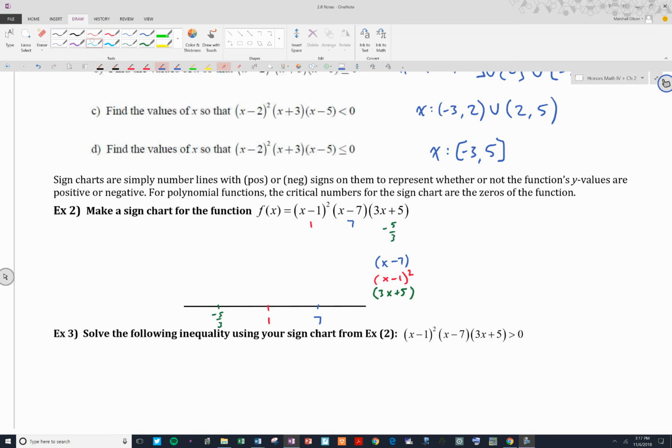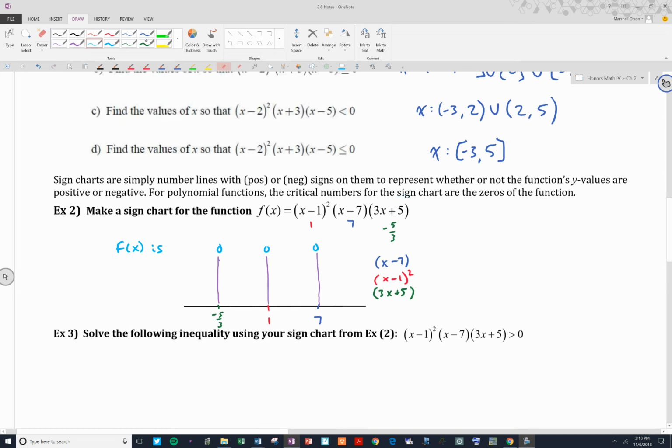Okay, and then what I do is I put a light line at each of those spots. I'm trying to break the graph into pieces at each of those zeros. At each of those values, the function becomes 0. So what I'm writing up above here is what f of x is at those different values. At negative 5/3, the function is 0. Why? Because if we put negative 5/3 into this factor, it makes that factor 0, which would make the entire function 0.